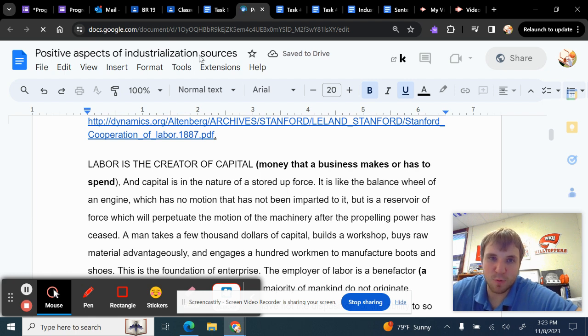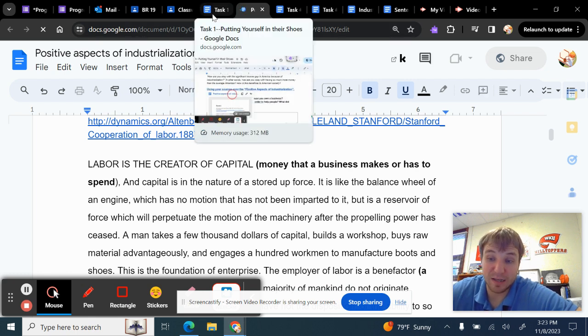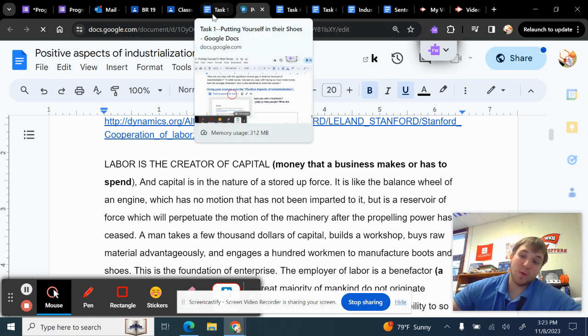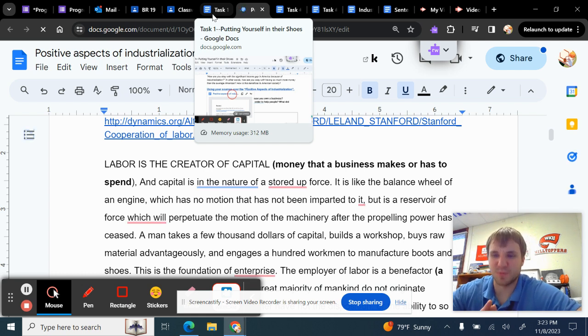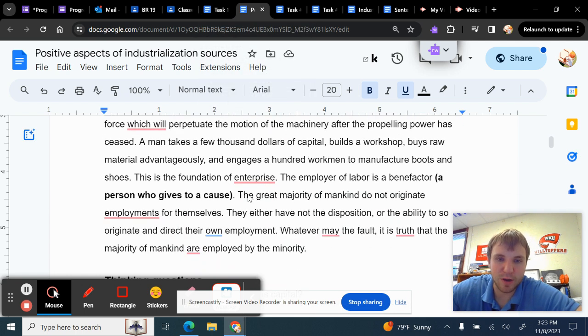But here's what's going to be the difference between getting points and not getting points, okay? If you go into this and you just say, oh, I create jobs for people, okay, big deal. Why is it significant that people have a job? What's the role that you play in giving them a job, why is that so important? And remember, we talked about it. The great majority of mankind do not originate employments for themselves.